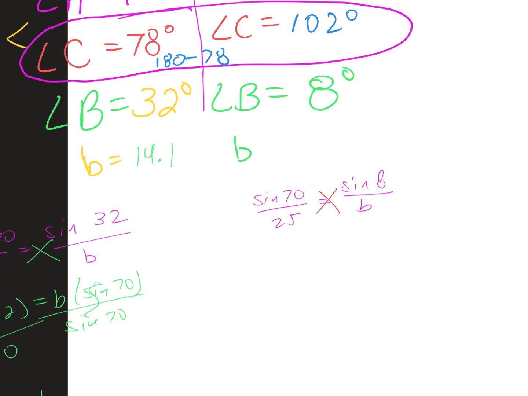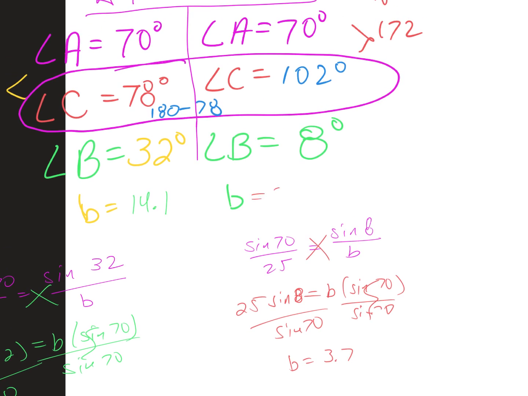So I have 25 times the sine of, no, I'm sorry, that's an 8, equals B times the sine of 70. Divide both sides by sine 70. And little b on this side is 25 times the sine of 8 divided by sine 70. 3.7. So little b over here is 3.7.